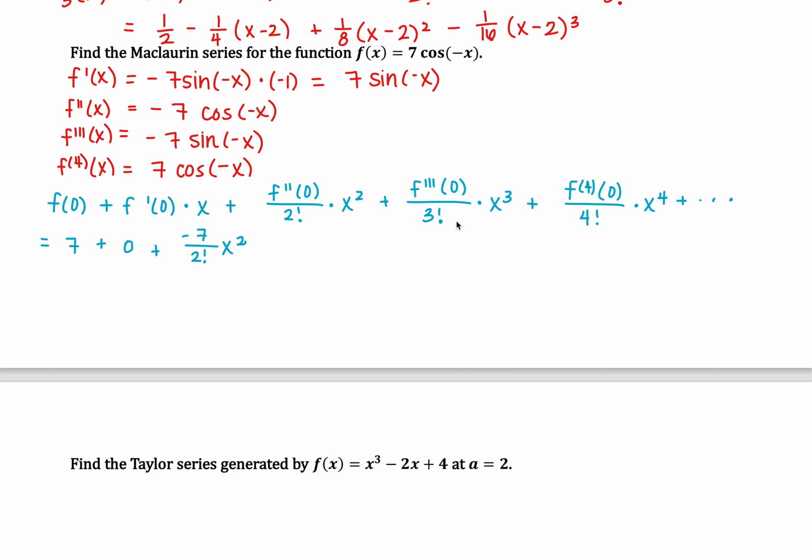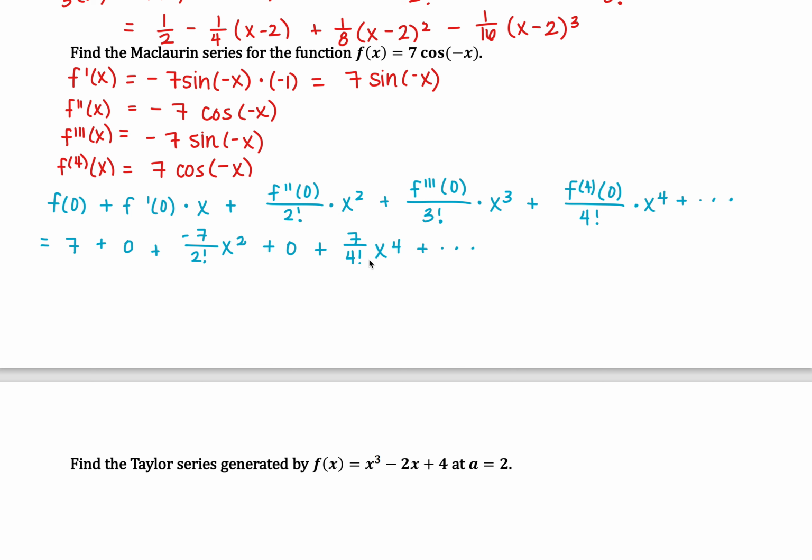We get to the third derivative. We're back to a sine. Sine of 0 is 0. So we have a 0 here. It's going to zero out this entire term. And then moving down the line, the fourth derivative, we're back to cosine. Cosine of 0 is 1. 7 times 1 is 7. So we have 7 over 4 factorial times x to the fourth. And this would continue. And you could probably start to see that pattern developing.